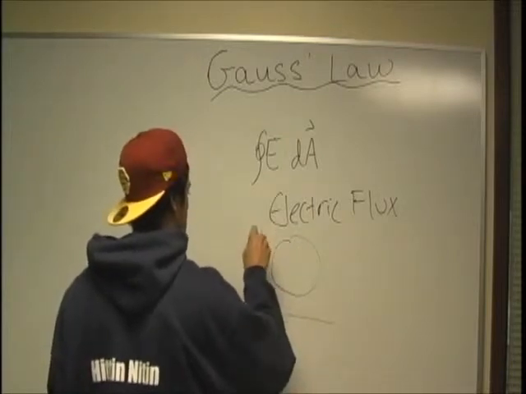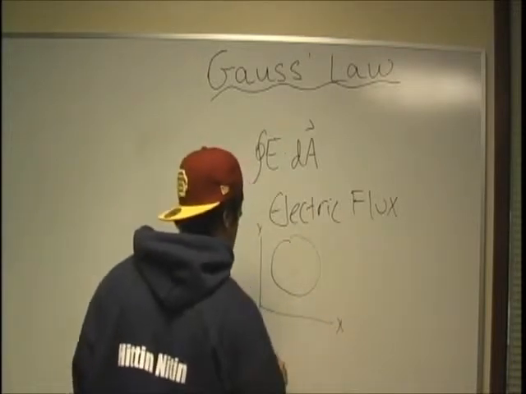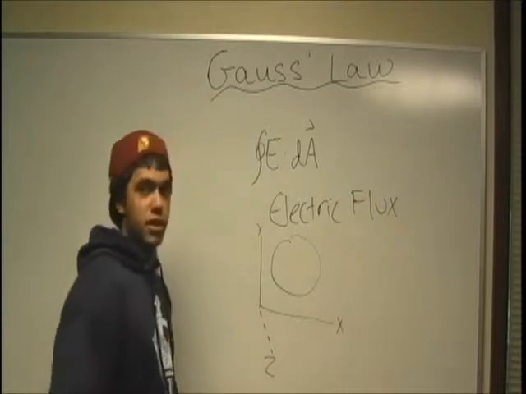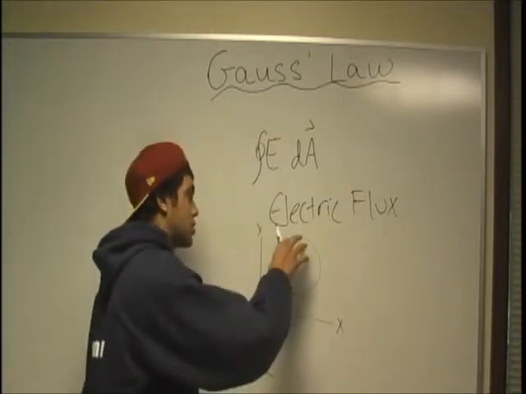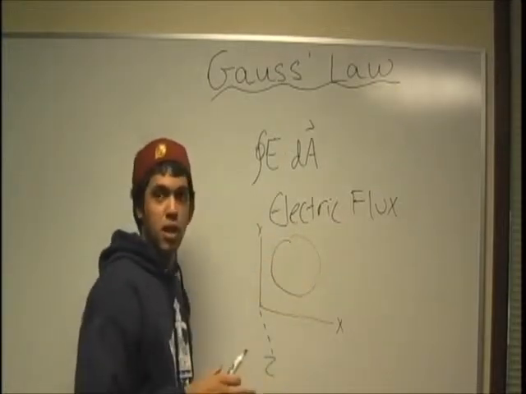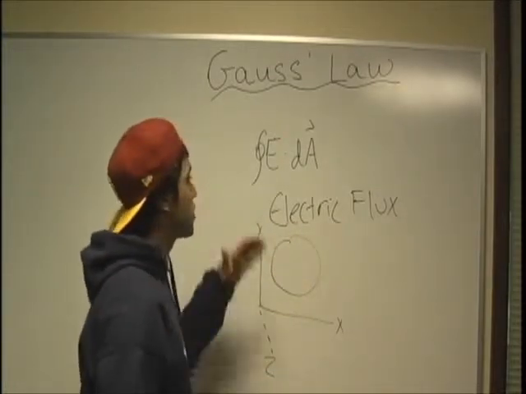So these are the y, x, and z planes. What you're going to do is find the electric field at each point on the sphere and add them all up. And that's basically what the electric flux is.